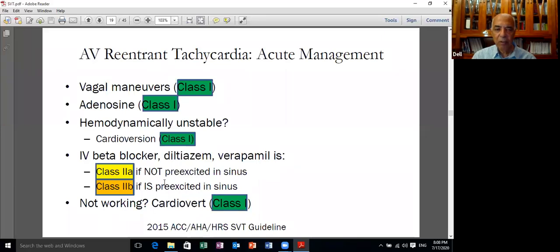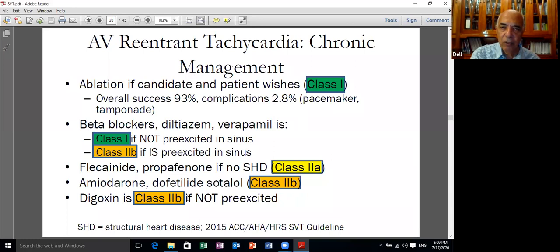But if the accessory pathway conducts a sinus impulse, that is to say, the sinus electrocardiogram has a delta wave, then under these circumstances, you can still use these three drugs, but it carries the concept of class 2B recommendation. If nothing pharmacologically works, then you have to revert to cardioversion to abort the arrhythmia. So that's for acute treatment.